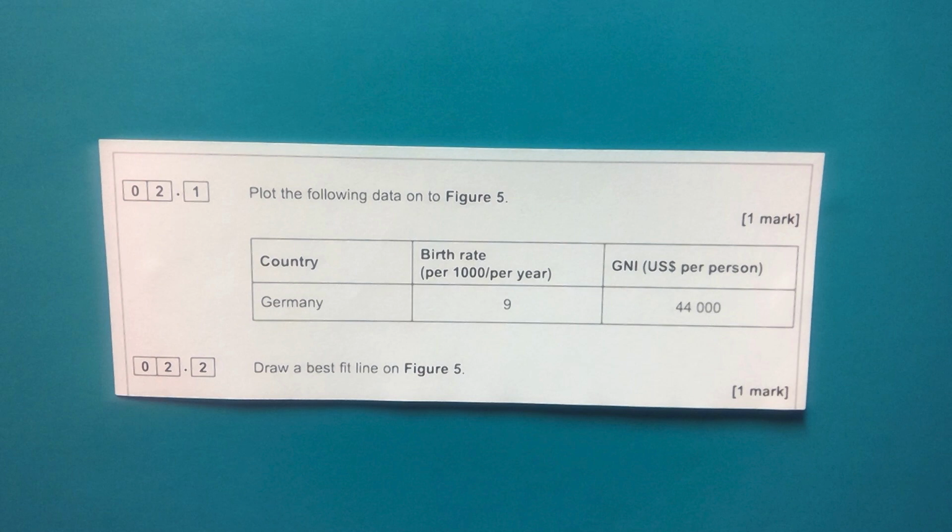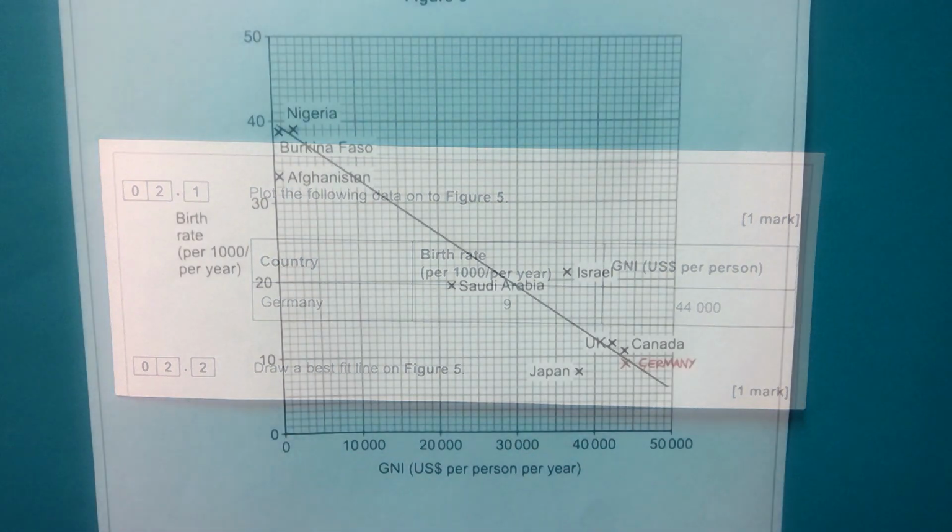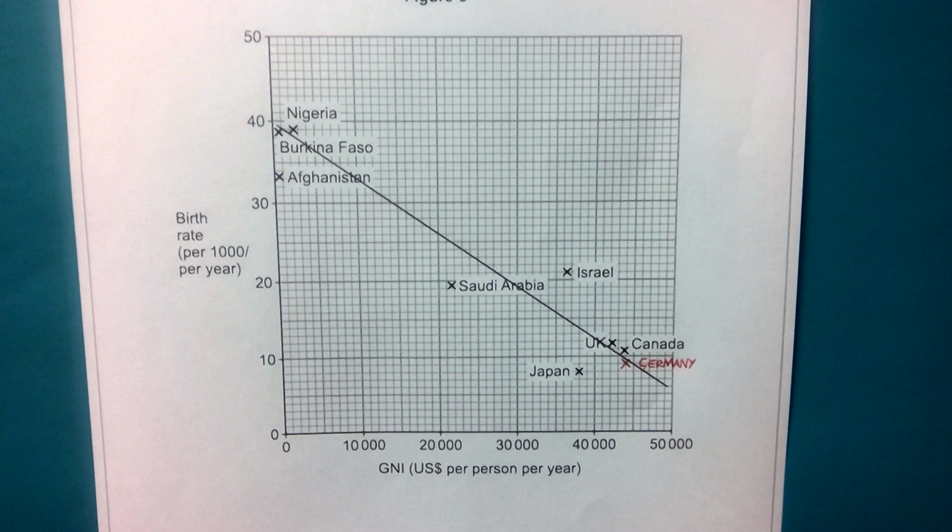The second question, using this graph, was 2.2. Draw a best fit line on figure 5. This required you to use your math skills. You have done this skill in maths a number of times. There's no reason why you cannot transfer that skill directly to your geography exam. Drawing a line of best fit required you to use a pencil and a ruler to draw a straight line that ran just below the cross for Nigeria and underneath the crosses for the UK and Canada.